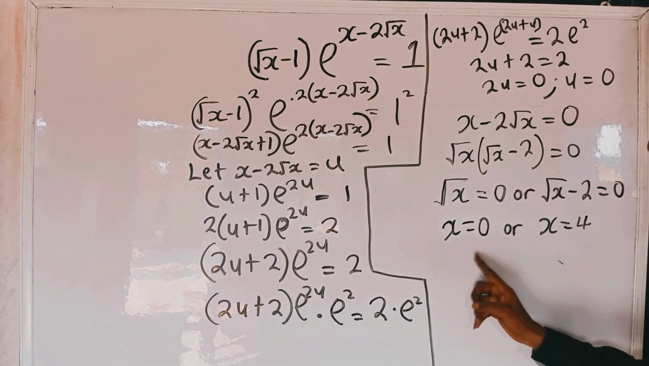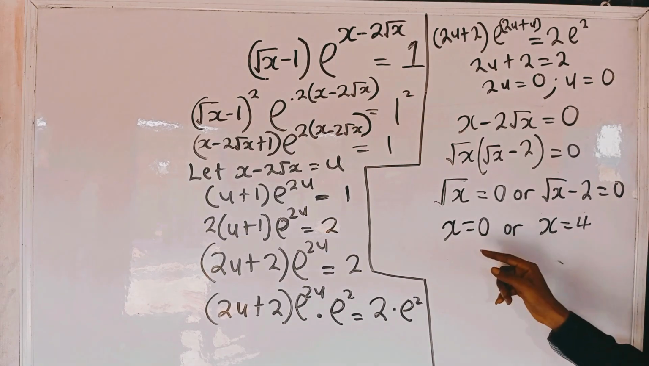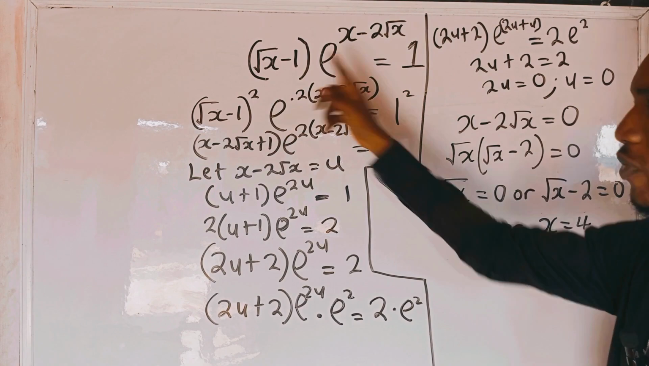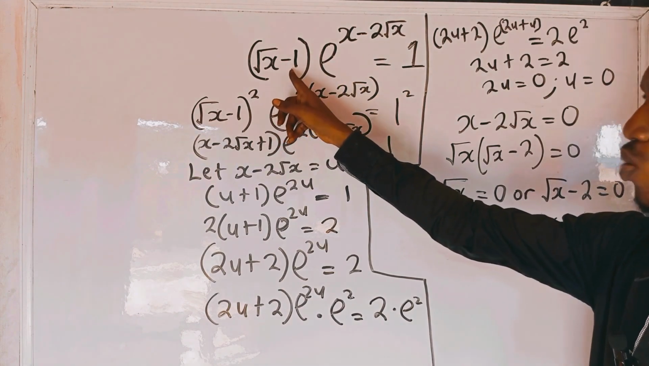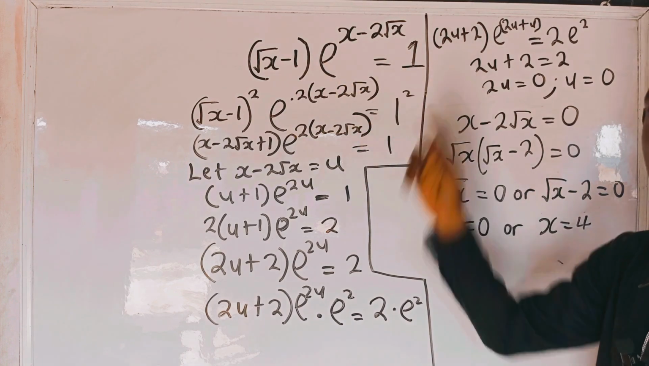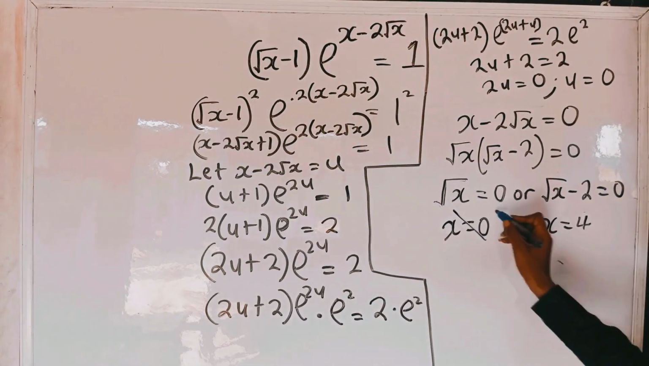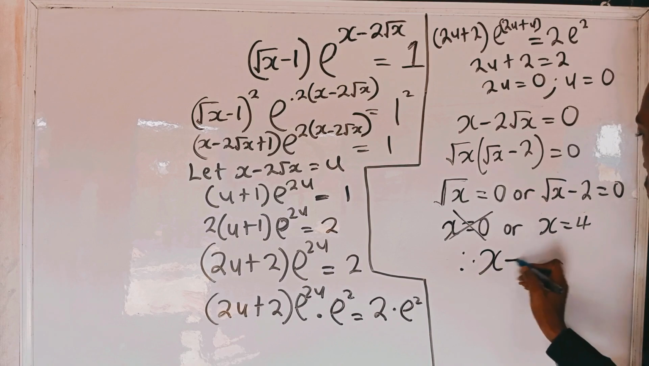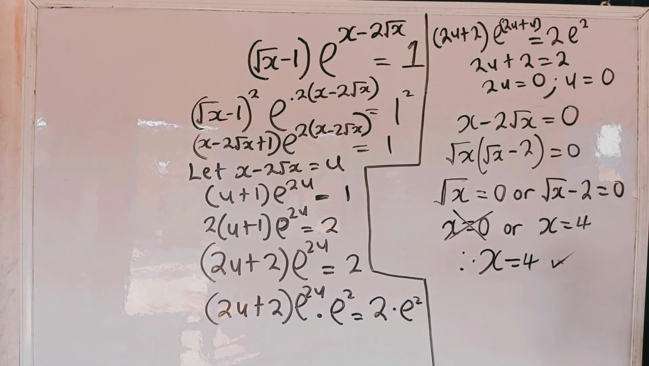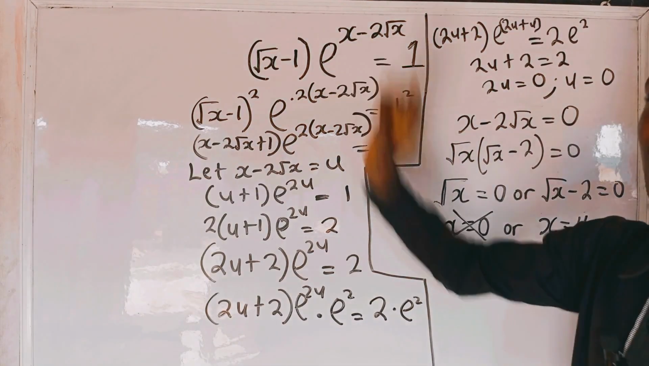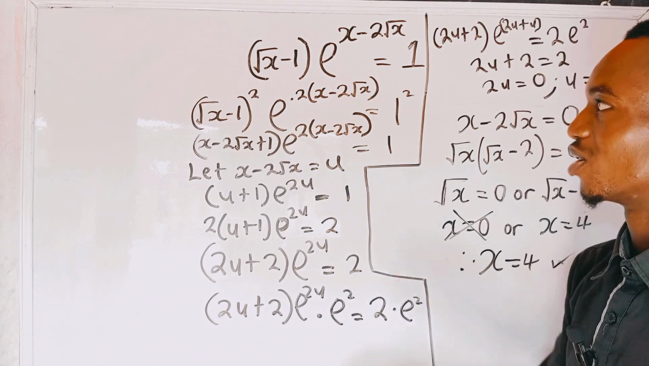Okay. Now we have two answers. But this 0 will not be part of our solution, because if we substitute 0 into this equation, we're not going to have 1. Now when we substitute 0 here, 0 minus 1 will give us negative 1. And we have 1. The negative 1 cannot be equal to 1. Therefore, this is not a solution. So therefore, finally, x will be equal to 4, as simple as ABC. Now, this is one of the solutions to this question, this tricky question on the board.